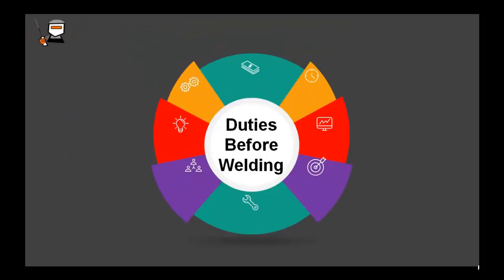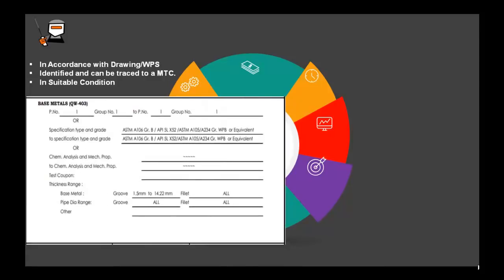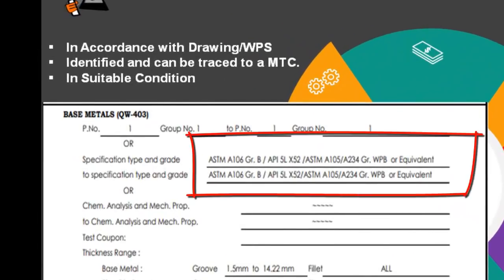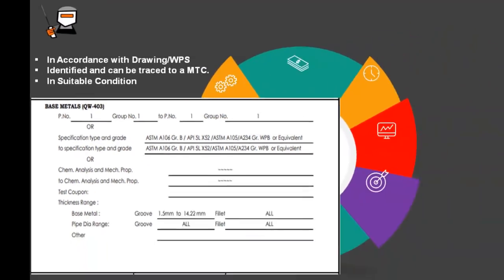Here we will discuss the duties of the welding inspector before welding. Material. It is the duty of the welding inspector to check that the material is according to the WPS. For example, pipe material is A106 grade B, flange material is A105, and other fitting material is A234 WPB, as mentioned on the WPS. You can see an example in the highlighted area of the image. The welding inspector should make sure that the same material is being used before welding.